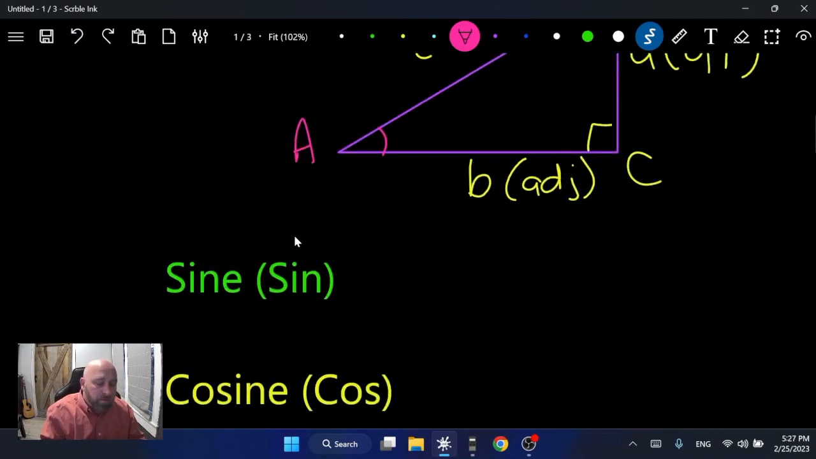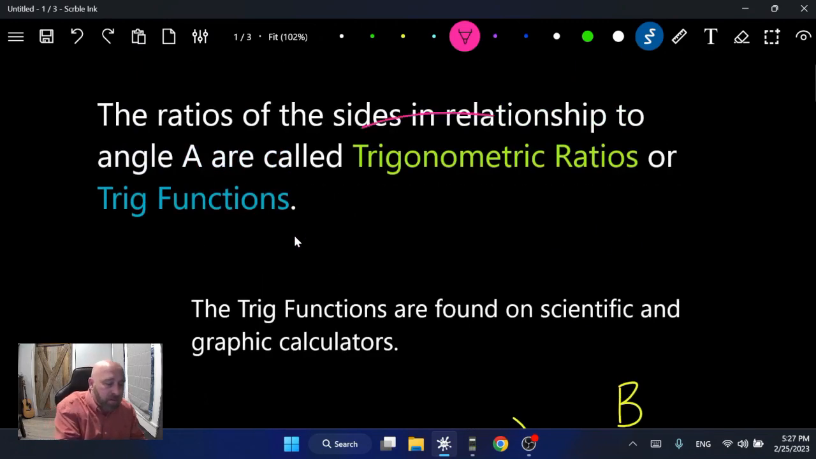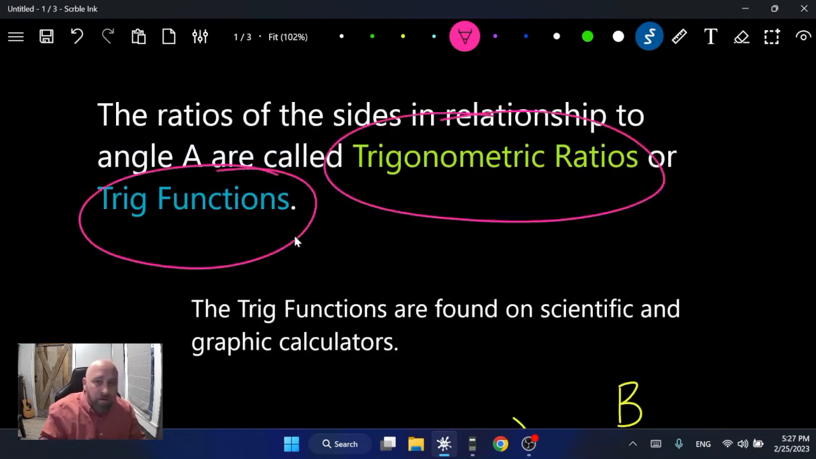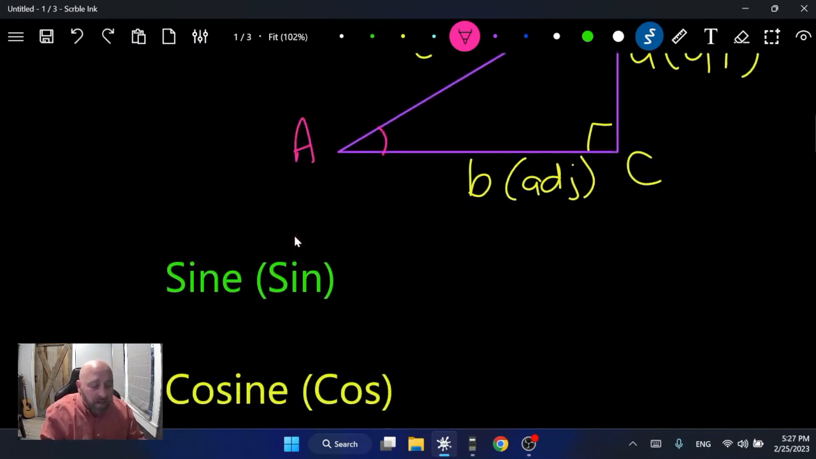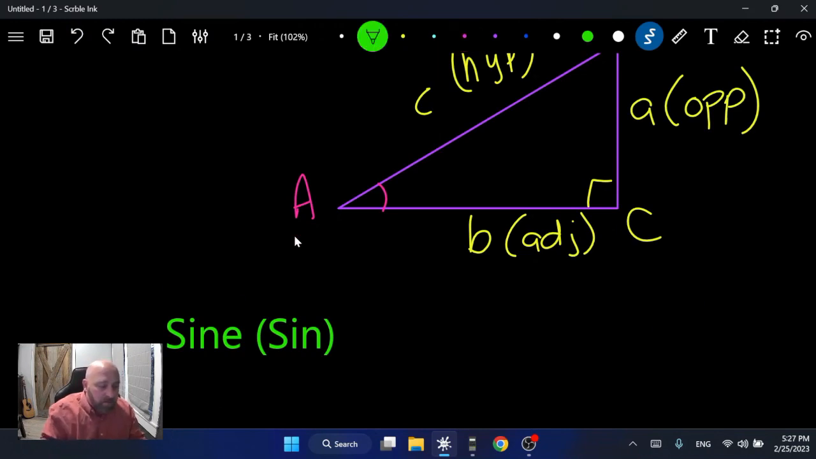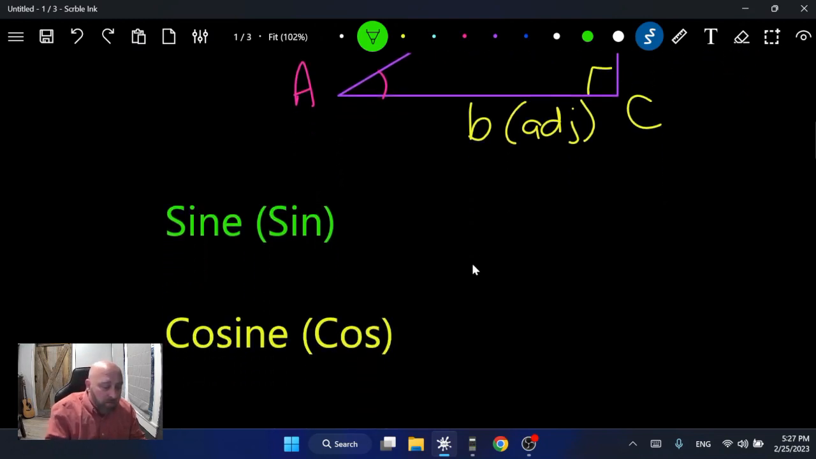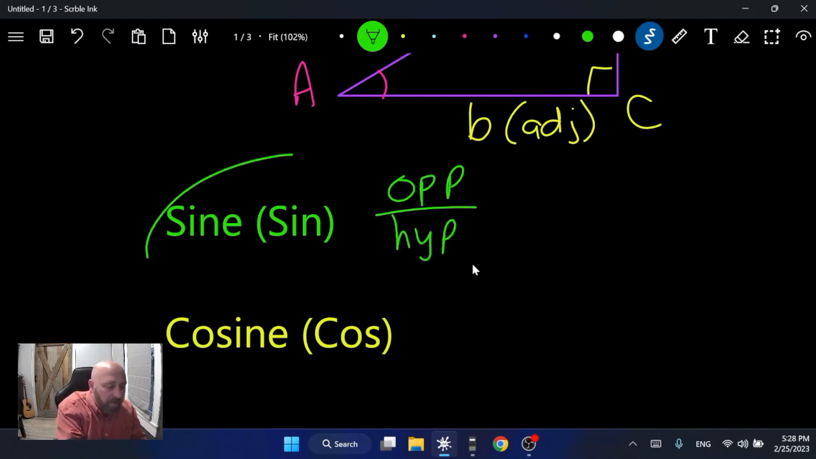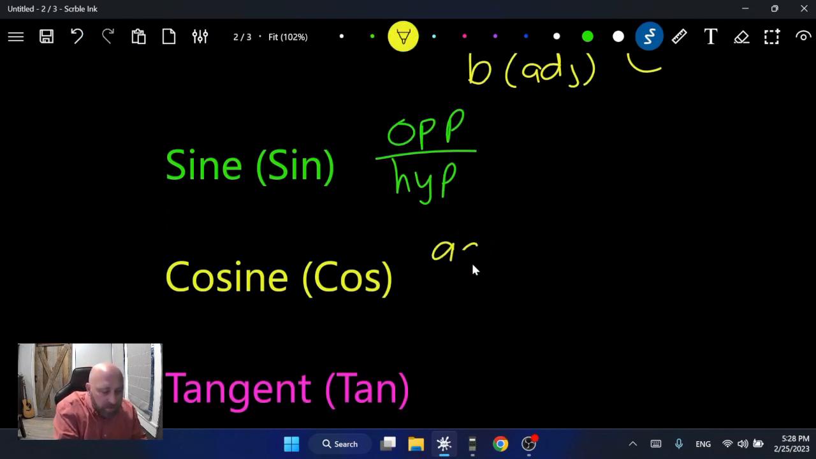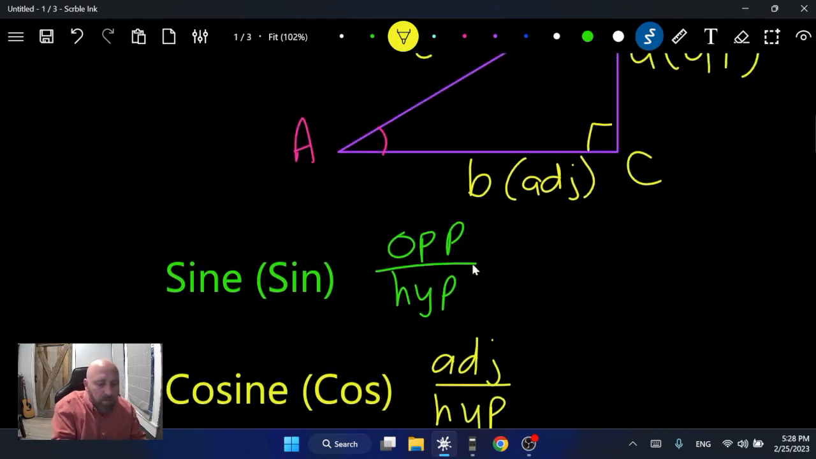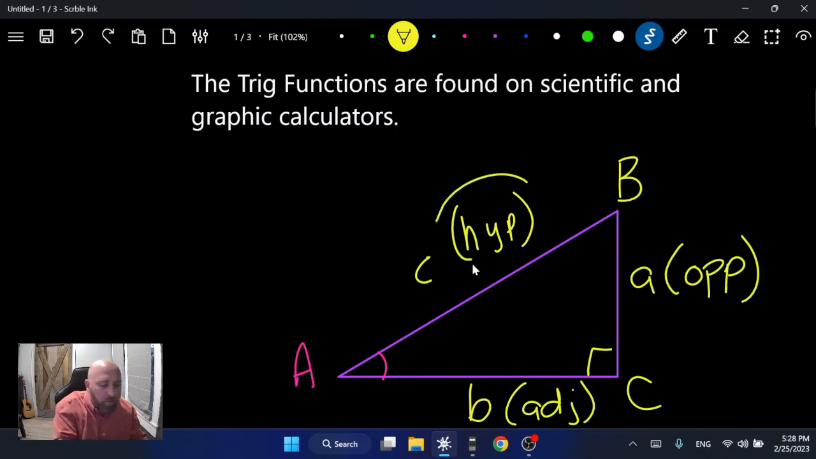Now, I told you that these were relationships. Let's go back. These are trigonometric ratios, trigonometric functions of what? Of angle A. So the sine is, and I'll write this in this green color, the opposite over the hypotenuse. Opposite over hypotenuse. That's sine. Okay? Cosine is adjacent over hypotenuse. So we're going to take this one, the adjacent, and put it over the hypotenuse.